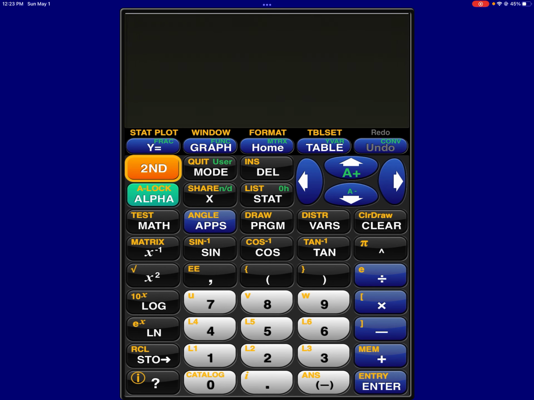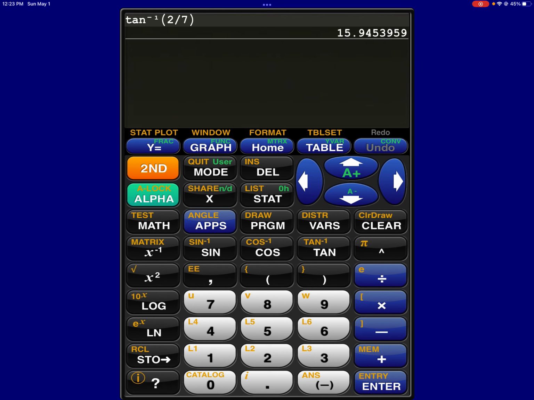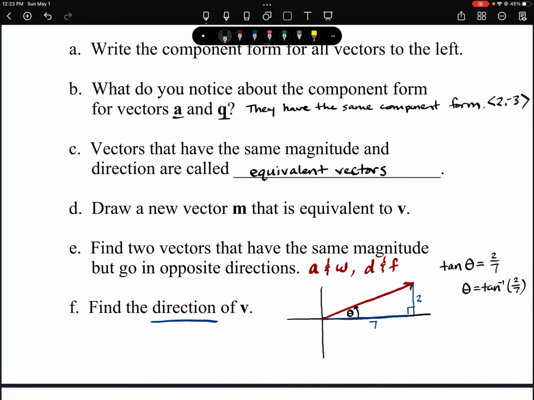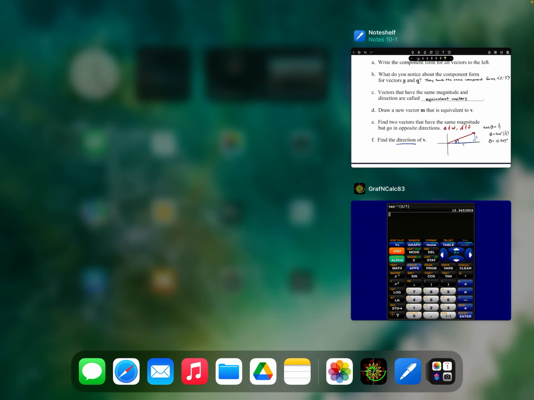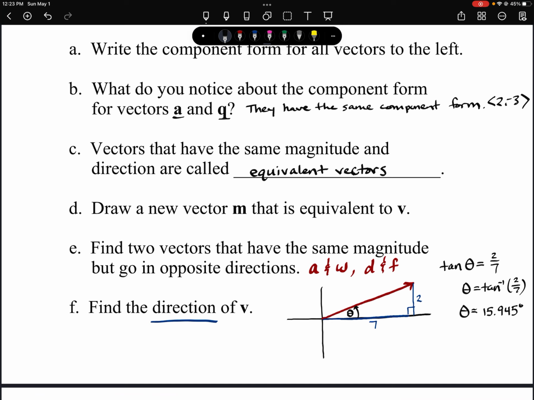Alright, so I'm going to do the inverse tangent of 2 over 7. And you'll see we get about 15.945 degrees. So theta is 15.945 degrees. Let me double check that I put the right number down. Yes, I did. If you have questions, please make sure you mark that down.